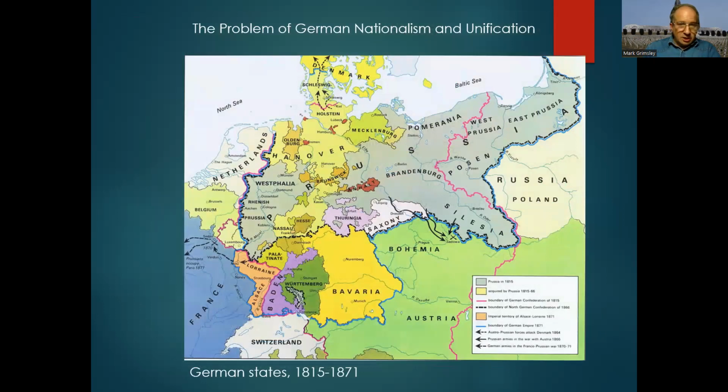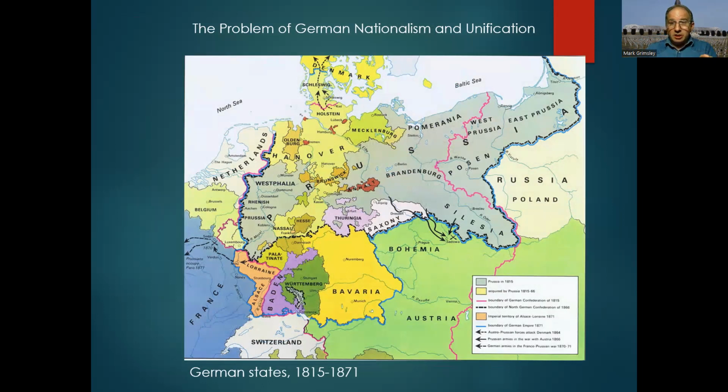Don't think of this as a unified Germany. Look at this as the components of the ultimate unified Germany. What you're looking at are German-speaking kingdoms, German-speaking principalities, and so on. Okay? And these have been separate from one another for centuries.